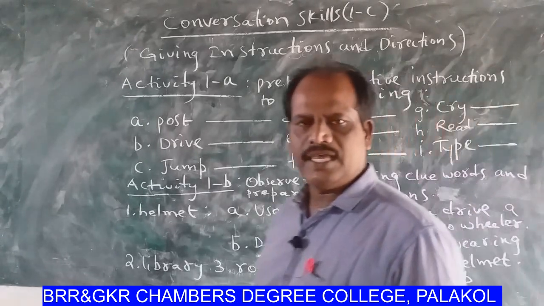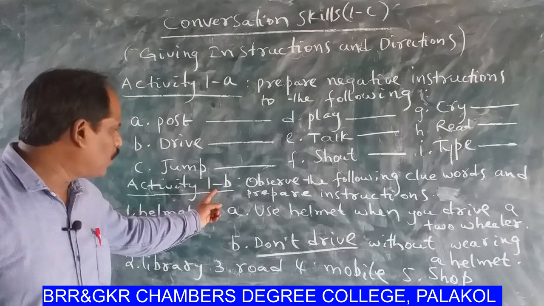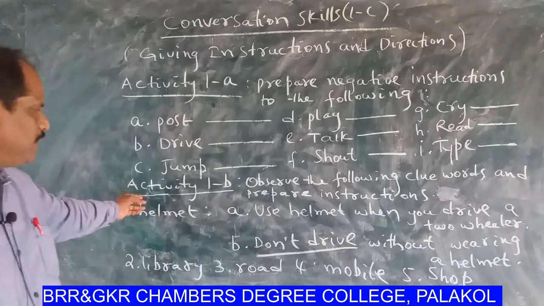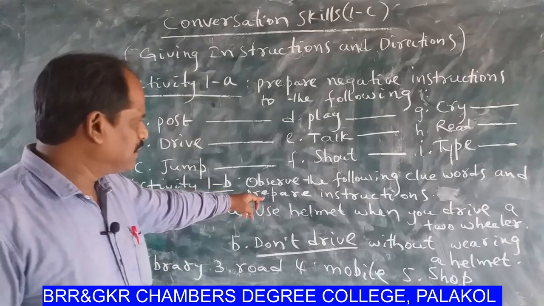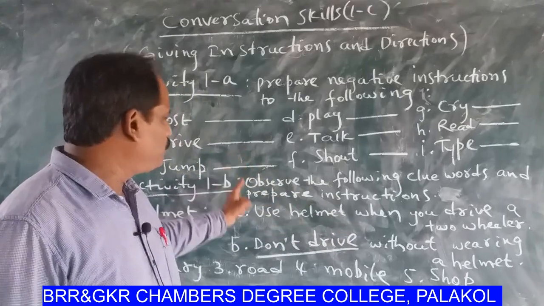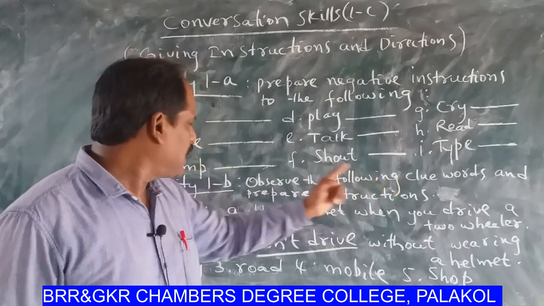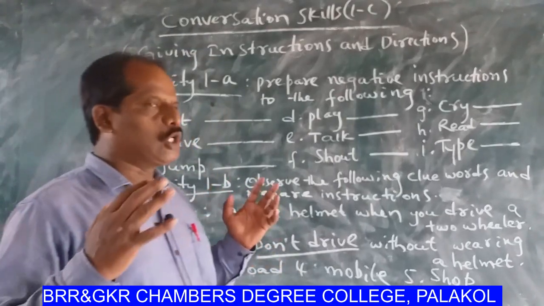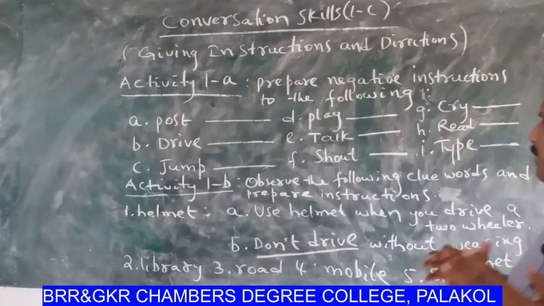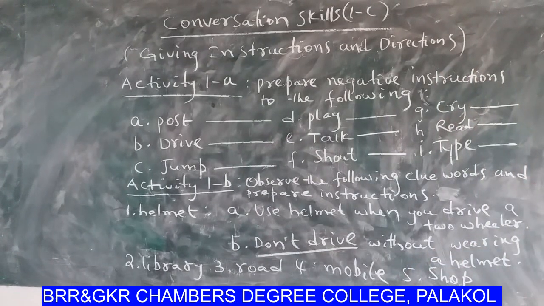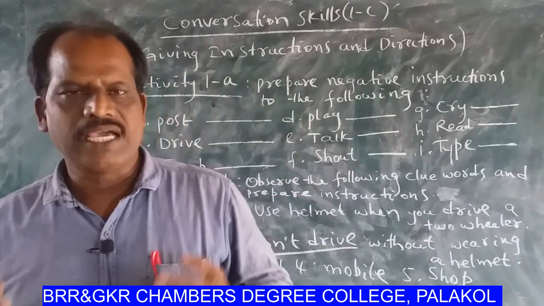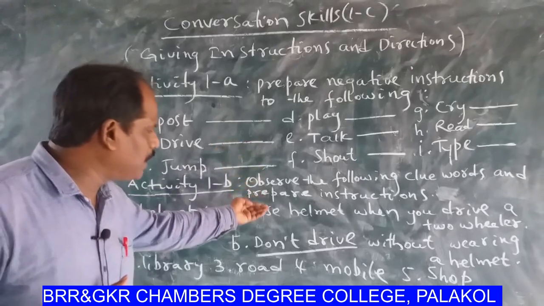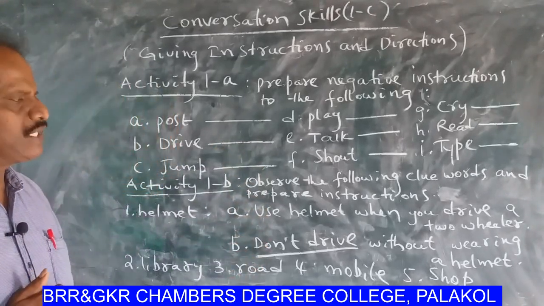We have done activity 1A. Now let us see activity 1B. What does it tell us? Observe the following clue words and prepare instructions. So that means we have to observe the following clue words. Some words were given here.